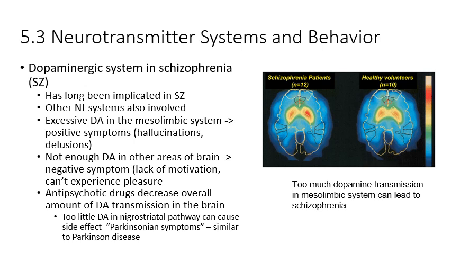Antipsychotic drugs decrease the overall amount of dopamine transmission in the brain. They are meant to normalize dopamine or decrease the amount of transmission to avoid these positive symptoms of hallucinations and delusions. And they don't do much for negative symptoms, because negative symptoms are already caused by not enough dopamine in the brain.